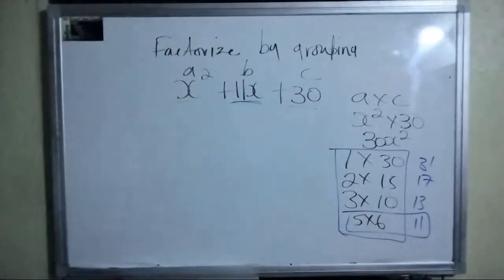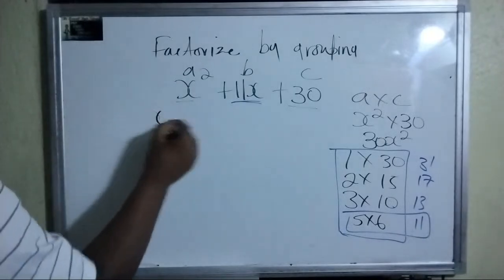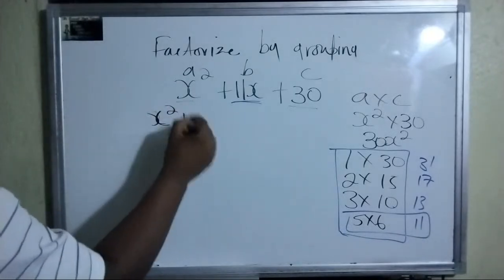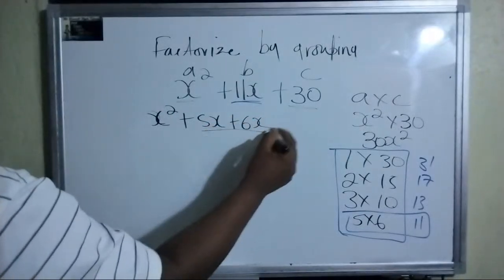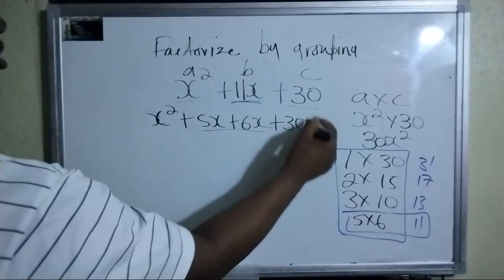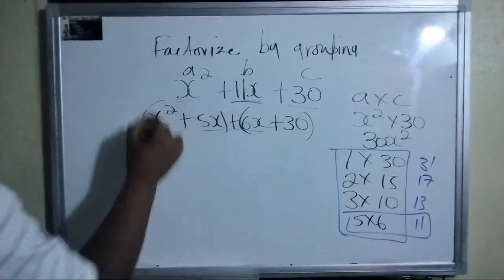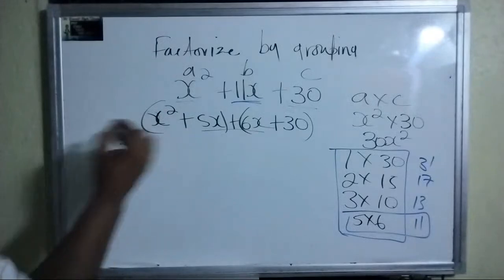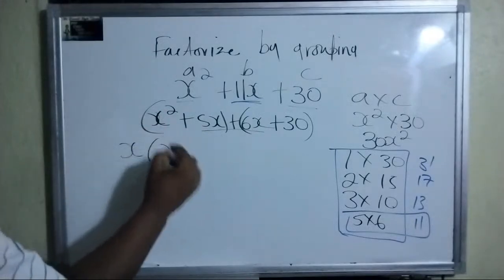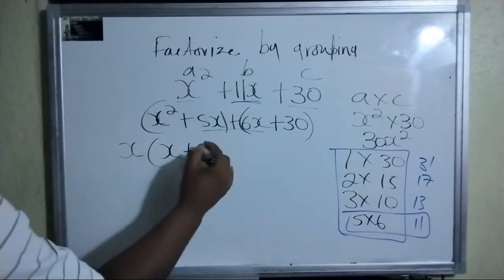So we're going to take out 11x and put in 5x and 6x. So that's x squared plus 5x plus 6x plus 30. Notice I take out the 11 and keep the 30. And then now we take out the highest common factor, which is x. X into x squared leaves x, x into 5x leaves 5. We have gone through this earlier.